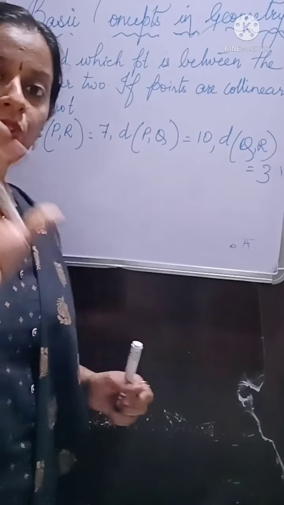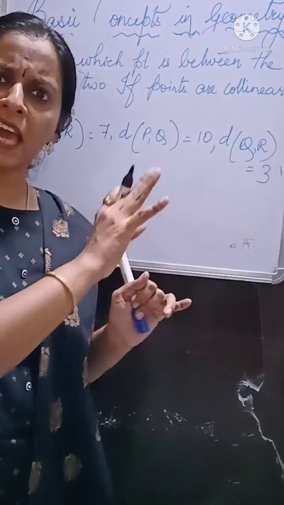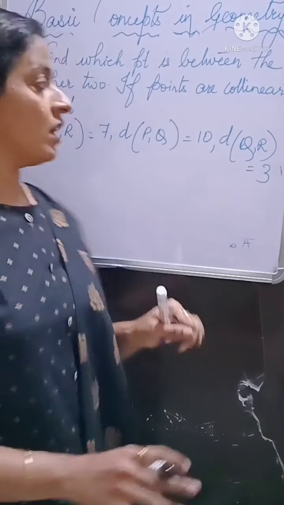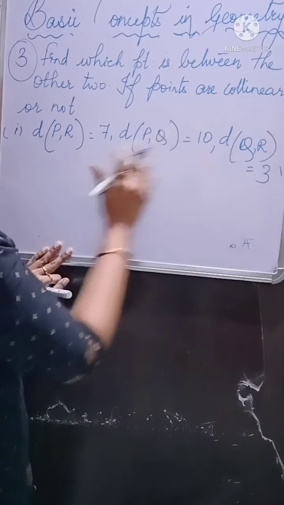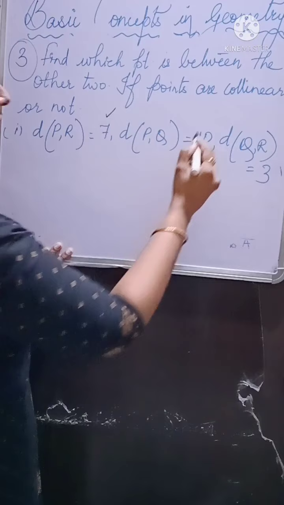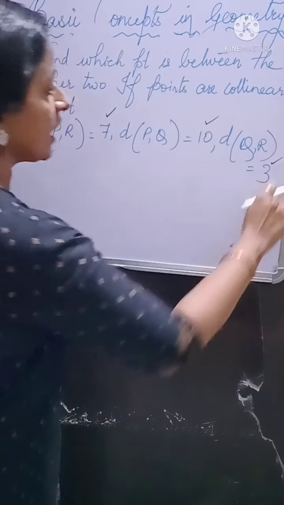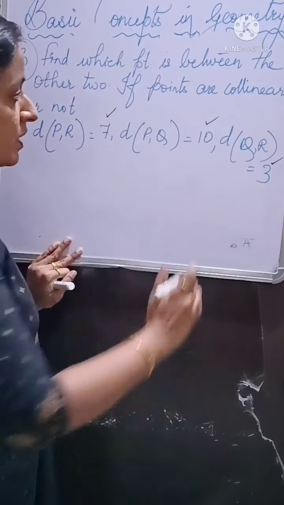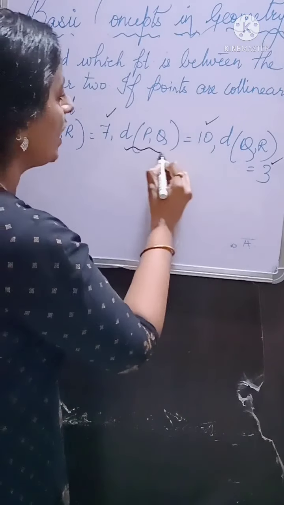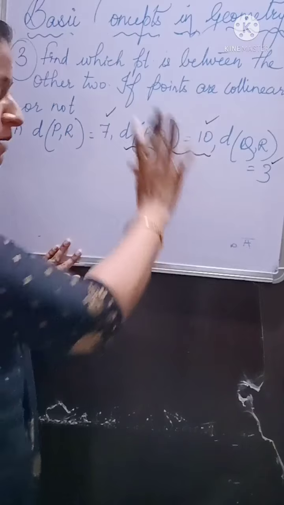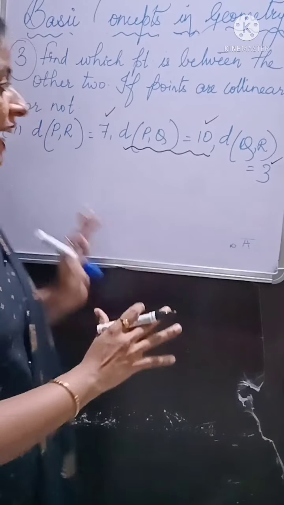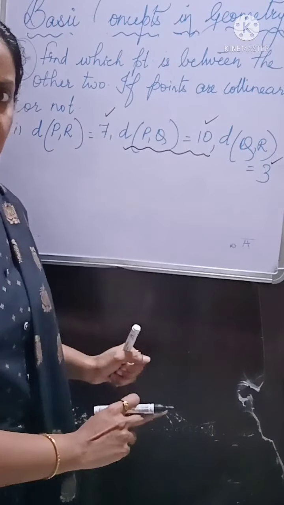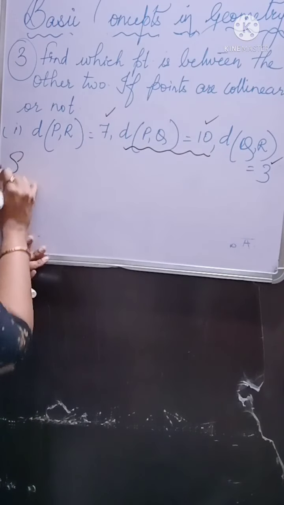Now I'll tell you the method by which you have to solve this. Same way you have to solve the other sums. Distances are given here. One is 7, then we have 10, and then we have 3. Which is the greatest number in this? Greatest number is 10. So this we will not touch. This we will keep as it is. We will try to add the other two distances. Let us try to add. Write solution.